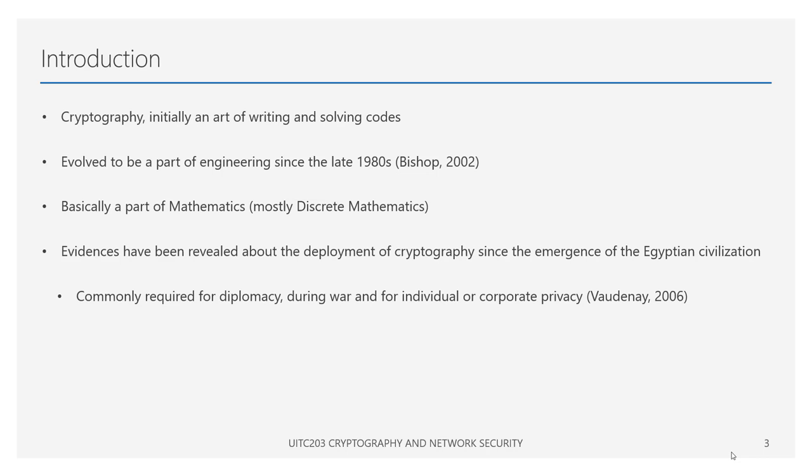Going back into historical times, it could be observed that cryptography had been an art of writing and solving codes. Cryptography found its role in engineering, especially in computer engineering, in the late 1980s. It deals with mathematics, specifically discrete mathematics. There is historical evidence that cryptography played its role during the regime of the Egyptian civilization. Cryptography is commonly used for diplomatic communication and message transmission during war times. No one can forget the historical usage of Enigma, a famous cryptographic technique used by the German army during World War II. Apart from these applications, cryptography is used to protect the data carried by individuals and corporates.